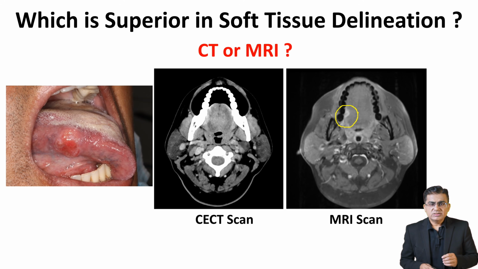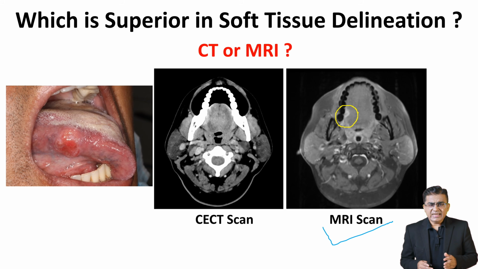The only time you should order a CT scan is if there is no MRI facility available in your center or in your city, which is rare these days, or if there is a severe cost issue for the patient, or when there is a very long waiting list for MRI. Otherwise, you must get an MRI done.